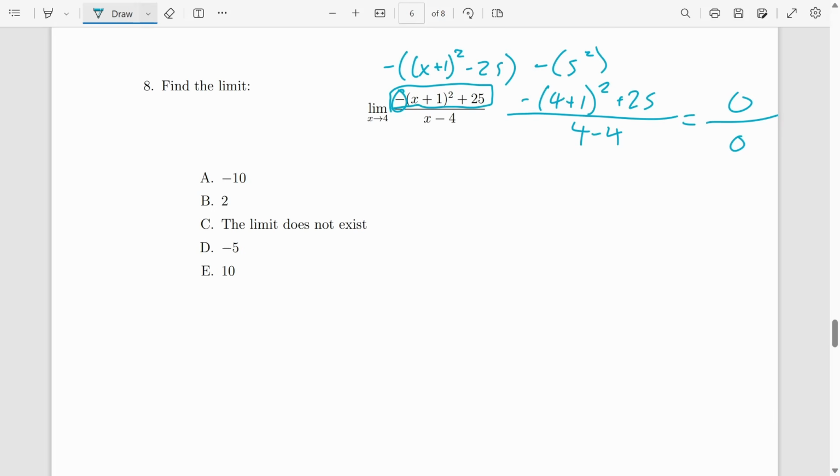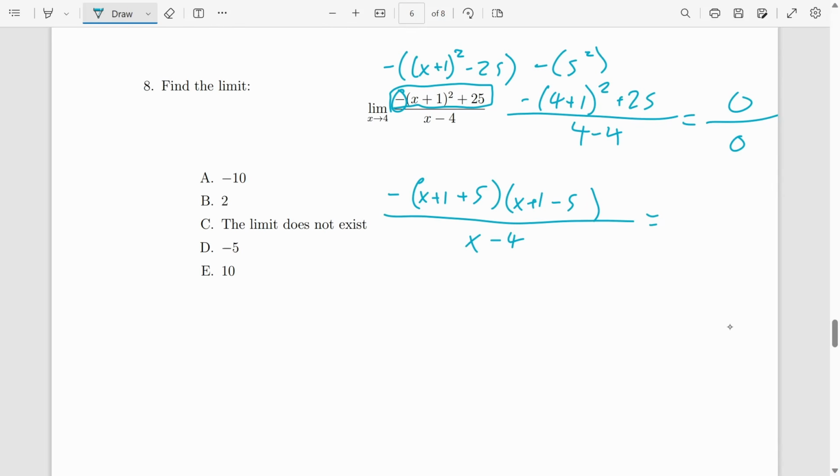So this difference of squares becomes the square root of each term being added and subtracted. So we got the minus out front. Now we have x plus 1 plus 5, and then x plus 1 minus 5, all divided by x minus 4.